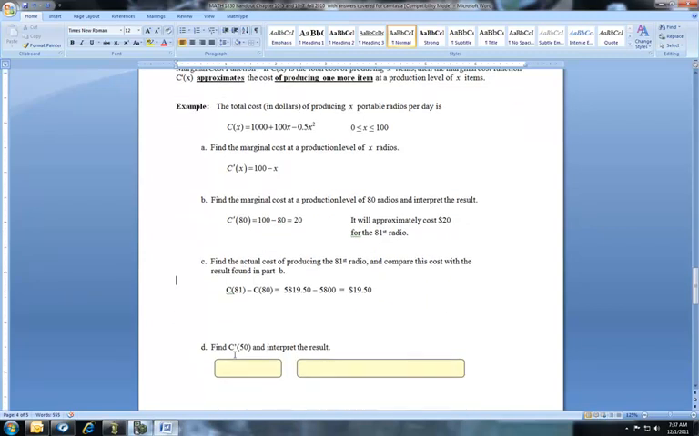They want us to find C prime of 50 and interpret the result. So if I go up and put 50 in here, it looks like I end up with 50. Notice it was very quick, didn't hurt. Interpret: it's going to cost $50 to make the 51st radio. There it is.